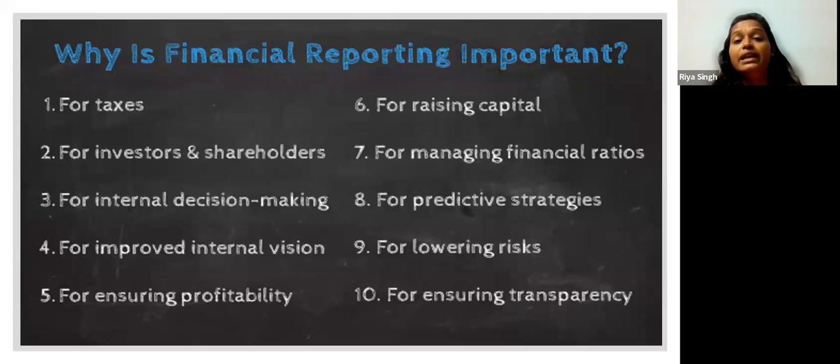So if any company is not going to show their financial position and their financial performance, the government will not be able to impose tax on that company. So this financial reporting plays a very important role for the government. Here the interested party is the government. They make a financial report so that they can charge the appropriate tax. Now, second is for investors and shareholders.